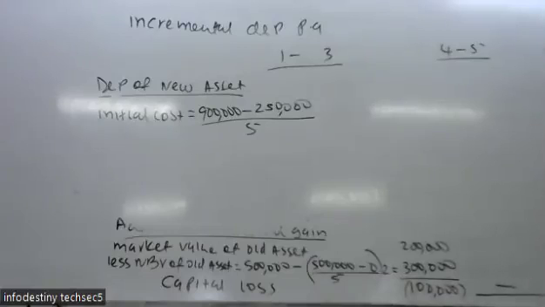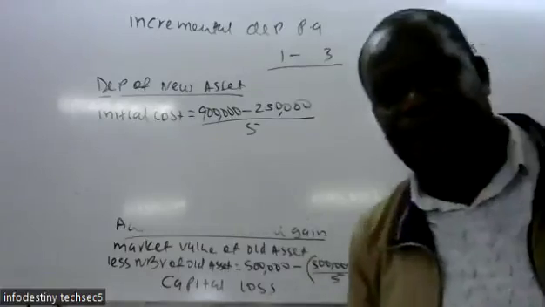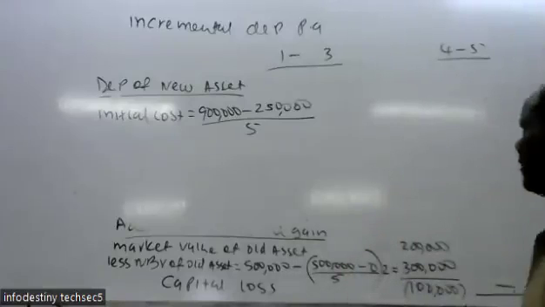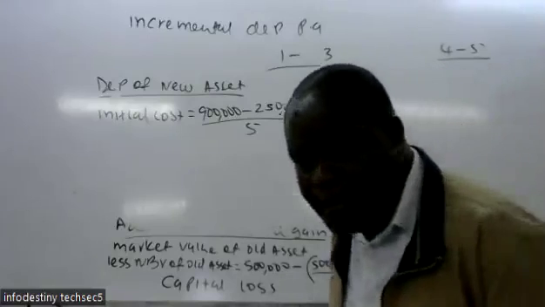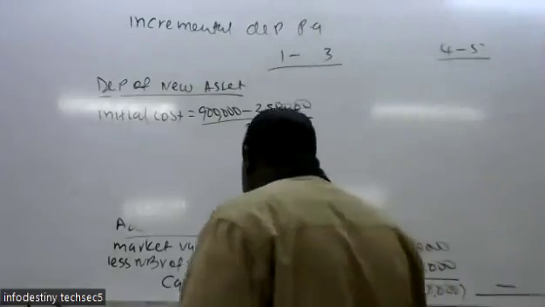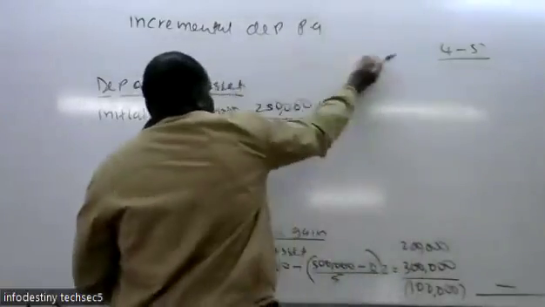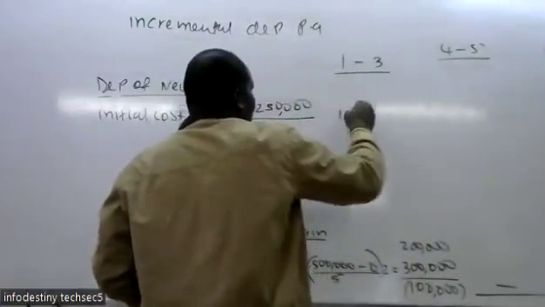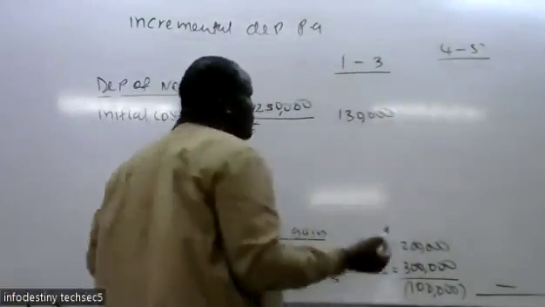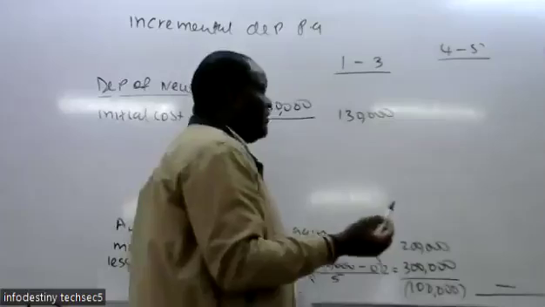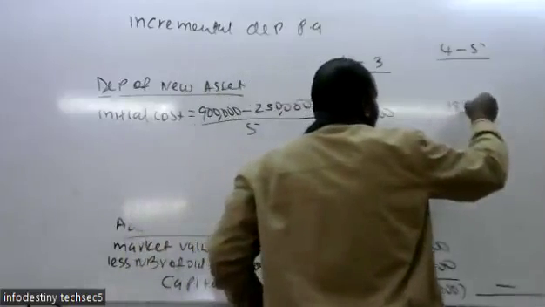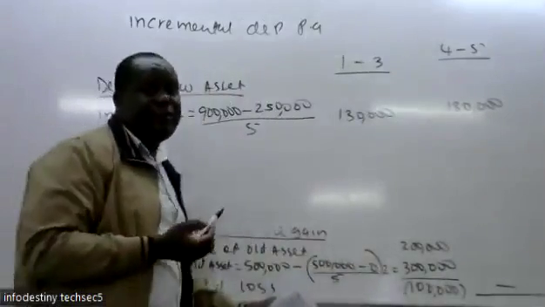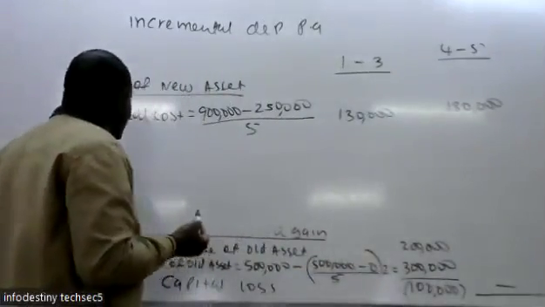So how much is the depreciation every year? You get 130,000. So every year from year 1 up to year 3, it is 130,000. Also, every year from year 4 up to year 5, it is also 130,000. We have those figures.